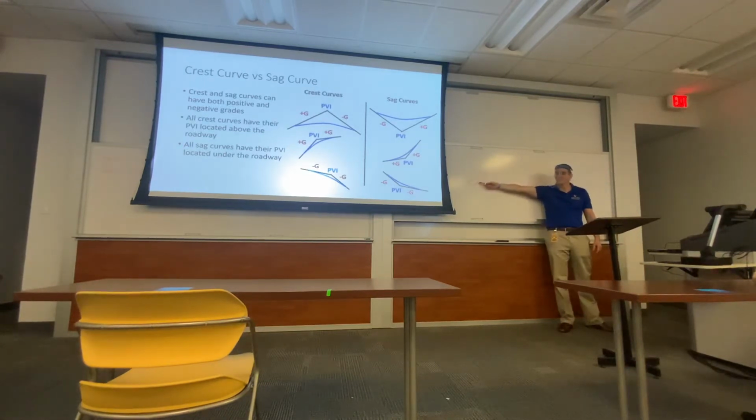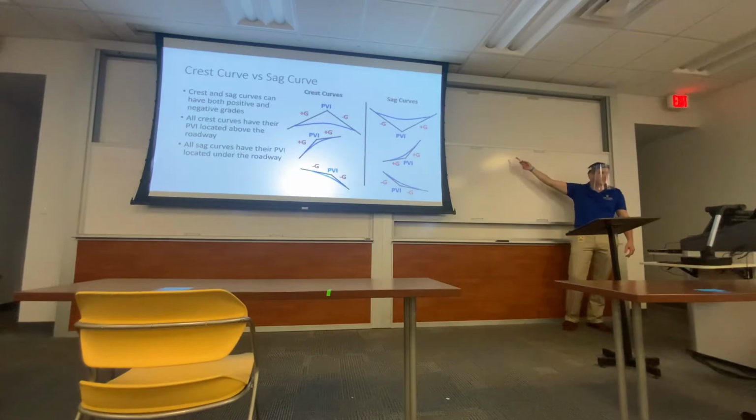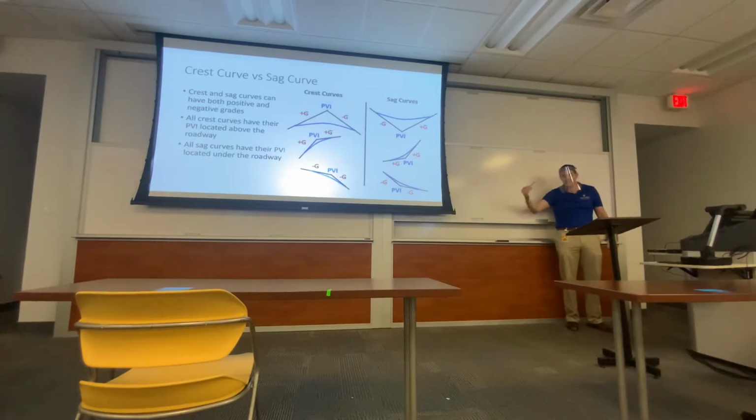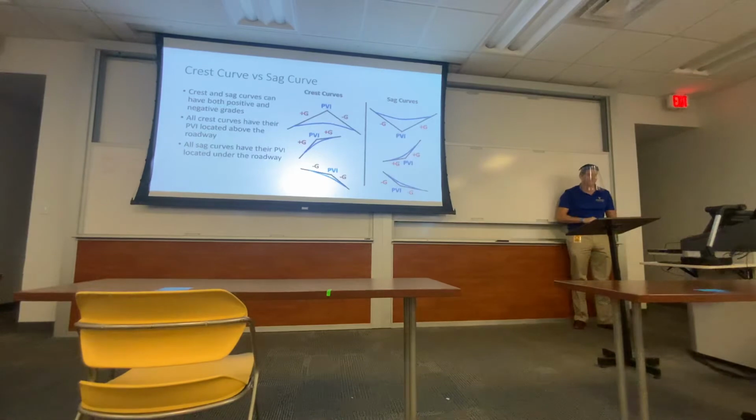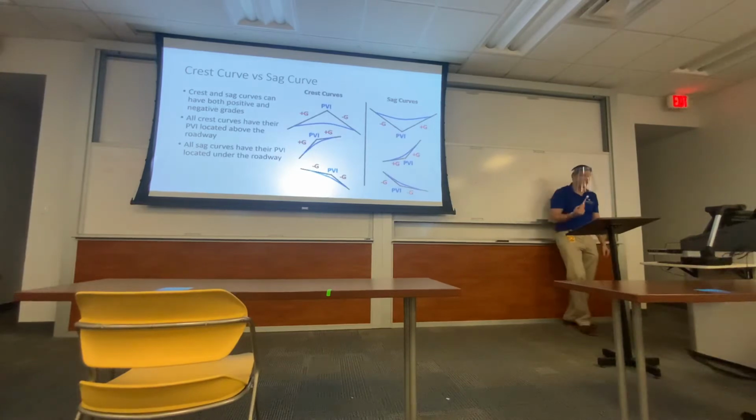This is the point of vertical curvature, PVC, where we depart from the tangent to the curve. The point of vertical intersection, PVI, is where the two grades would intersect if they could, but they're not. And then the point of vertical tangent, PVT, is where we go back to the tangent side of the road. Sound good? Okay.